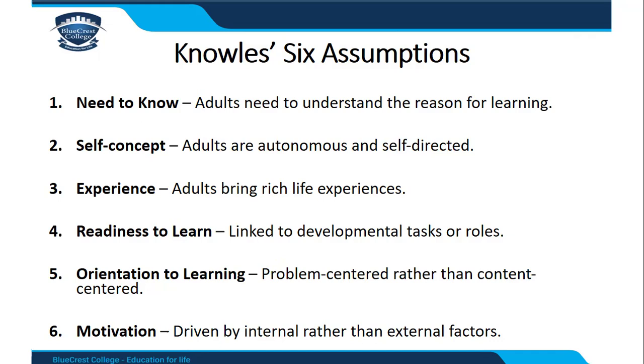Okay, and then the fourth assumption says adults have a readiness to learn, because most adults are already working and they are either looking for promotion, or they are looking for a pay raise. So if someone is looking for a kind of position in his firm, then he's going to link any developmental task or developmental role to the fact that if he learns, then he's likely to attain that position that he's looking for. So you realize that in most of the cases, adults are ready to learn.